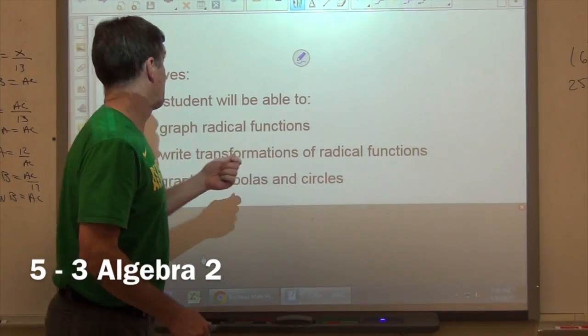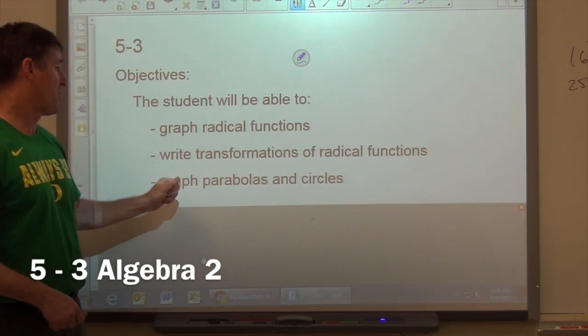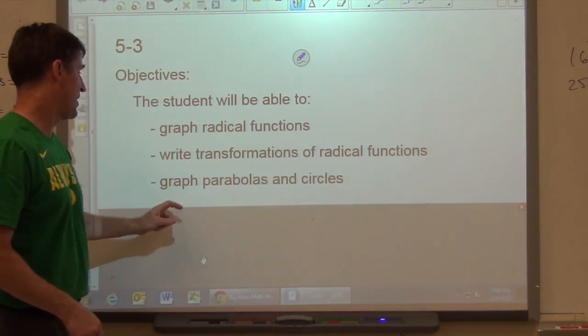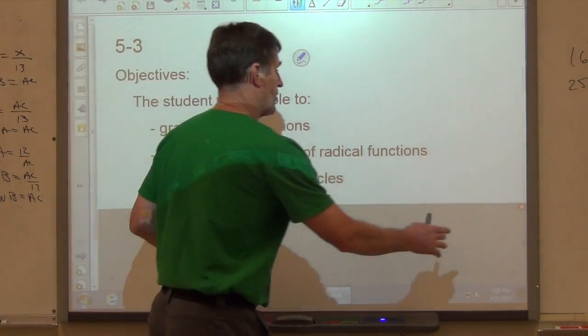So this is section 5.3. The objectives for today are the student will be able to graph radical functions, write transformations of radical functions, and graph parabolas and circles. So hopefully when we finish today, you'll feel good about that.